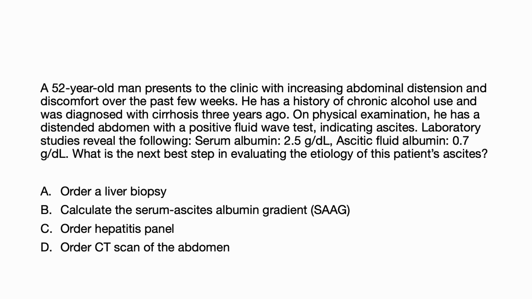Order a liver biopsy, calculate the serum ascites albumin gradient or SAG, order a hepatitis panel, order a CT scan of the abdomen. The correct answer in this case is B. Calculate the serum ascites albumin gradient or SAG.